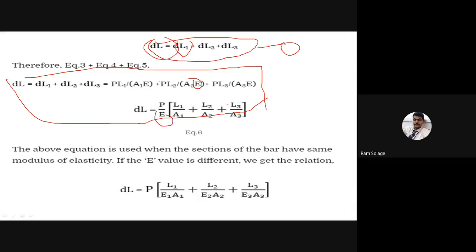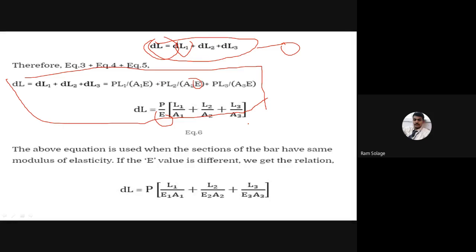L1, L2, L3 are the lengths of section 1, section 2, and section 3. A1, A2, A3: how to calculate A1, A2, A3? That is the area of body number 1. Sometimes they give A1, A2, A3, or sometimes they give the values of the diameters. With the help of the diameter, pi by 4 into d square, we can calculate A1, A2, A3, and put the values of A1, A2, A3 to calculate delta L.